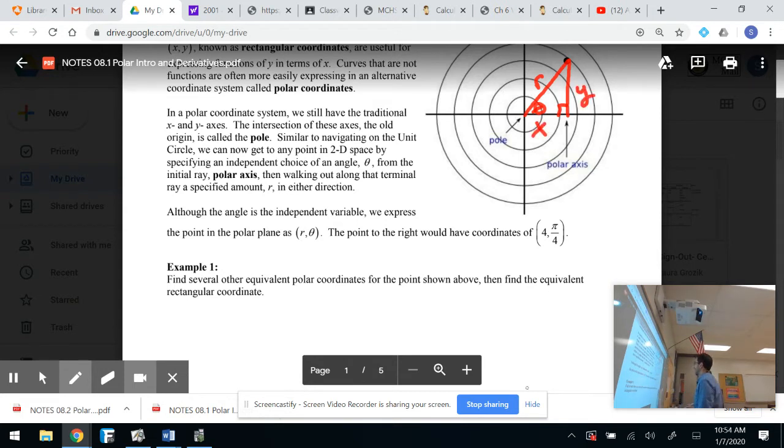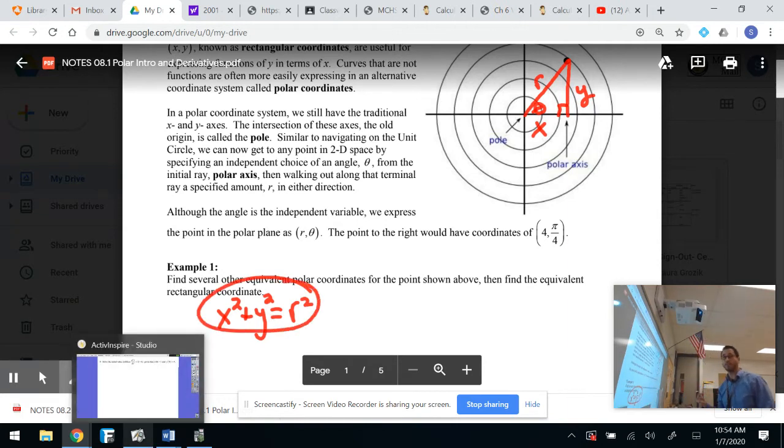How about it? Okay, so one way I could relate my polars with my rectangulars is how do I maybe create an equation, right? One equation we all could think about is x squared plus y squared equals r squared. So there we go. That's us relating our rectangular coordinates with our polar.